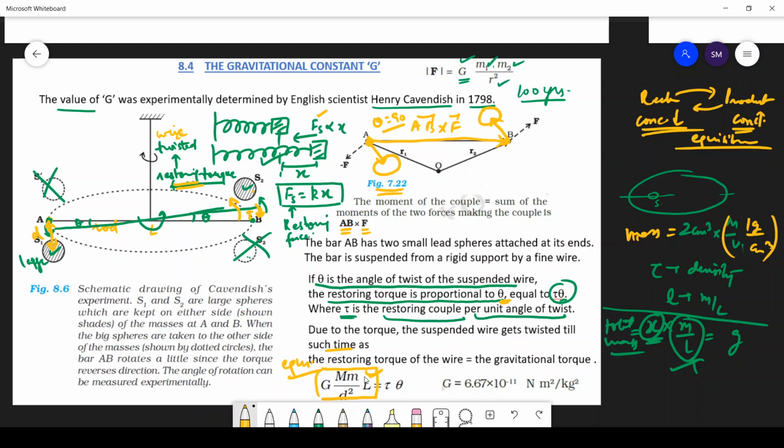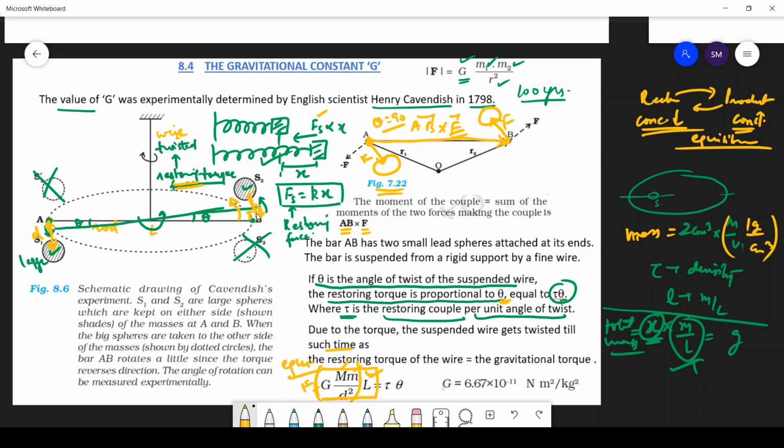Yes. And what's the force here? The gravitational force is G M m divided by d square, where capital M is the mass of the larger sphere and small m is the mass of the smaller sphere. So this is the force F, and the same force acts in an equal and opposite direction.